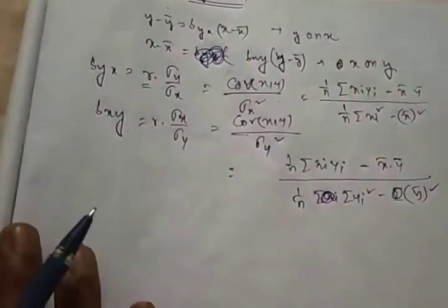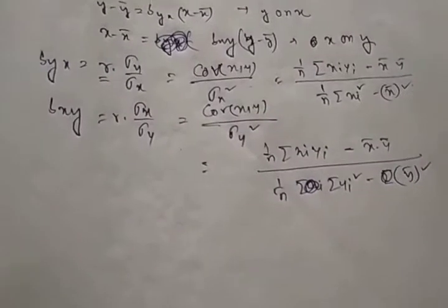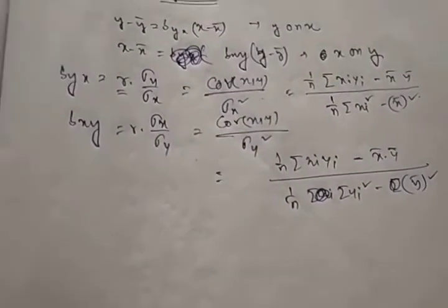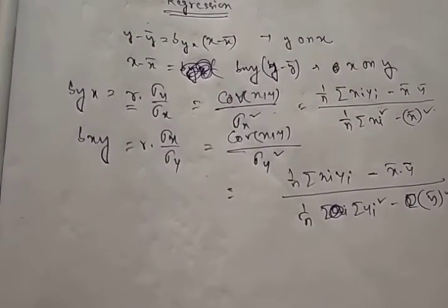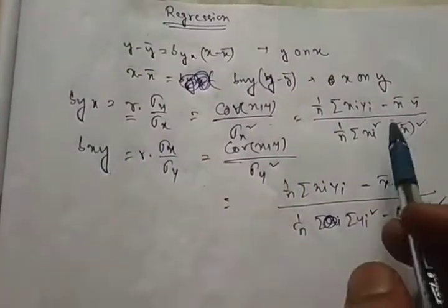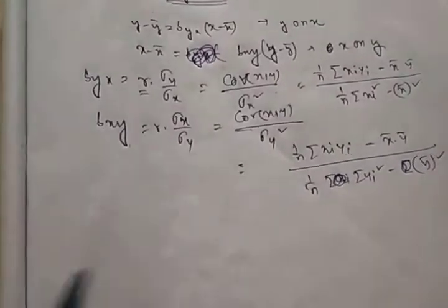So if we get an example where certain data of x and y are given, then we have to find the two regression equations. That's when we will use these formulas to calculate the two regression equations. Now, let's see an example.